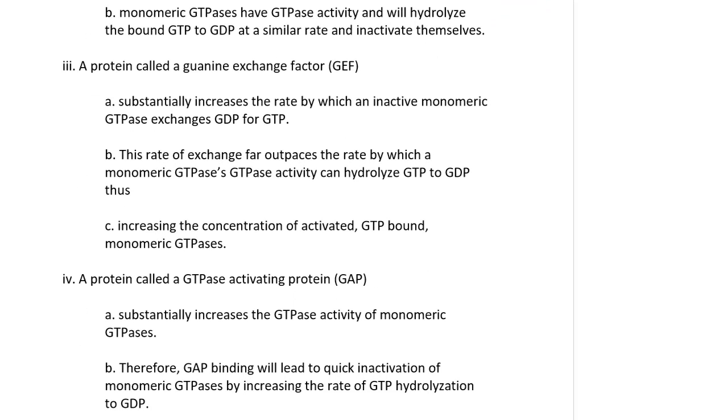A protein called guanine exchange factor, GEF, substantially increases the rate by which an inactive monomeric GTPase exchanges GDP for GTP. This rate of exchange far outpaces the rate by which a monomeric GTPase's GTPase activity can hydrolyze GTP to GDP, thus increasing the concentration of activated GTP-bound monomeric GTPases.